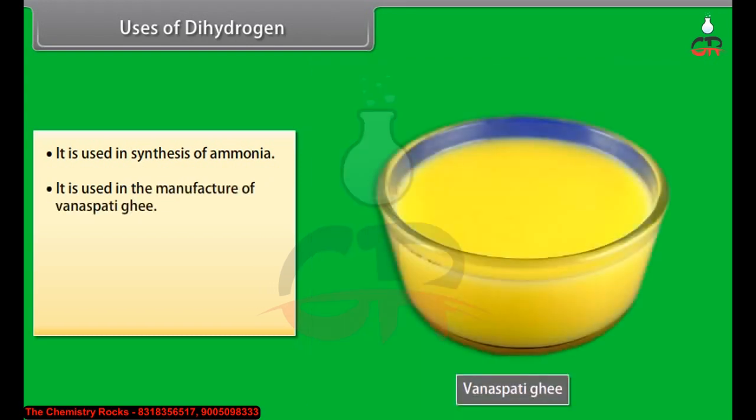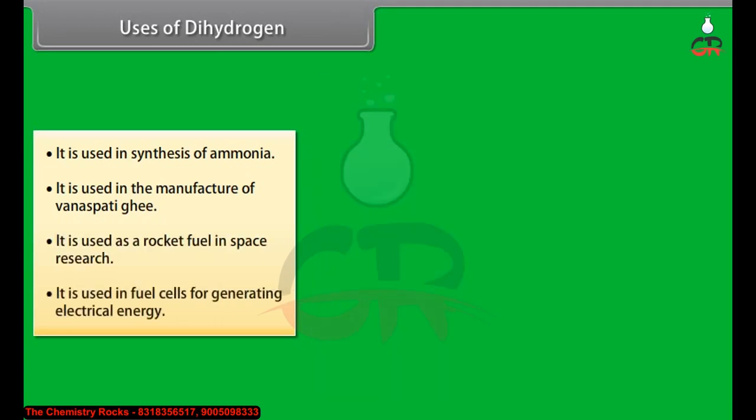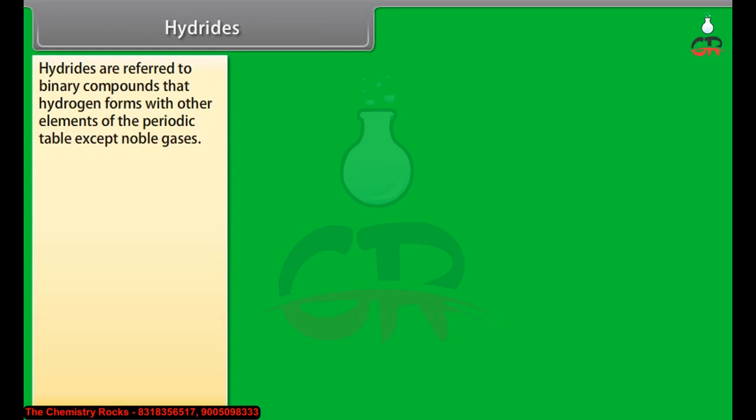It is used as a rocket fuel in space research. It is used in fuel cells for generating electrical energy. Hydrides. Hydrides refer to binary compounds that hydrogen forms with other elements of the periodic table except noble gases.